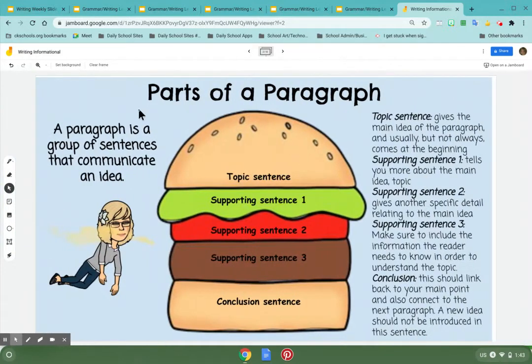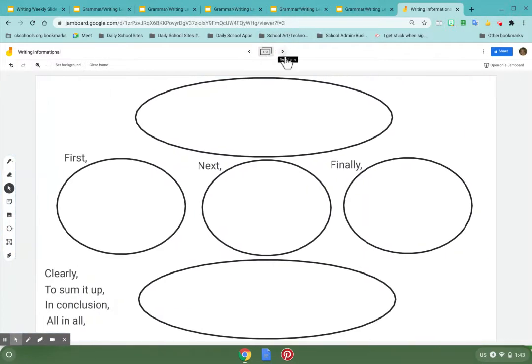All right. Here are the parts of your paragraph: topic sentence, a supporting sentence, which means a fact with really good details, usually two sentences, another one, two sentences or so, another one with two sentences, and a conclusion, which means you're going to put that bottom bun on, wrap it up so your reader knows that they're done. All right, so here we go.